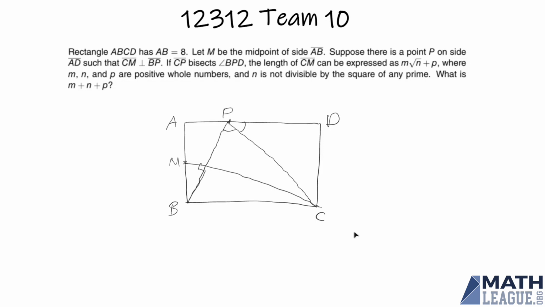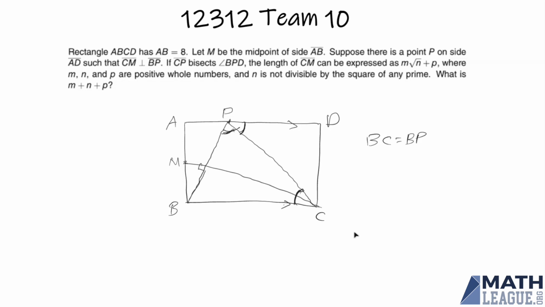So first of all, we see that AD is parallel to BC. That means that by transversal CP, this angle here is equal to this angle here. But since angle BPD is bisected, this angle is also equal to angle BPC and BCP. That means that BPC is isosceles with BC equals BP. Next up, we want to draw another altitude to make use of the fact that BCP is isosceles.